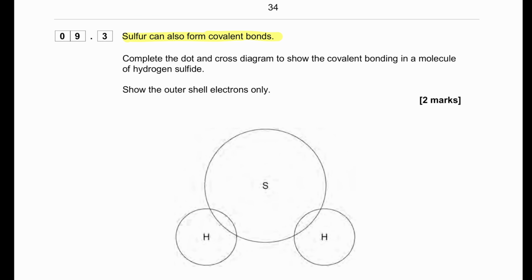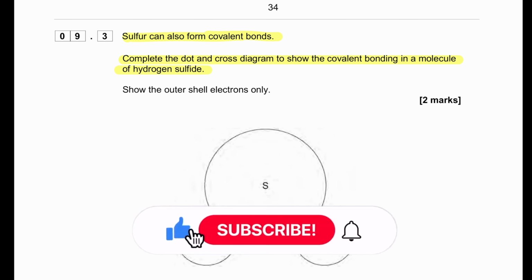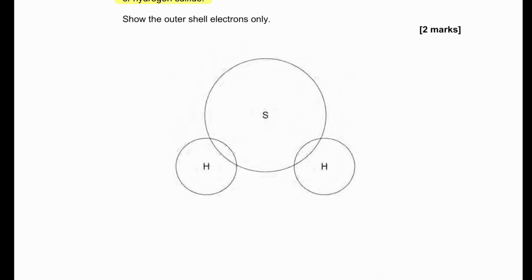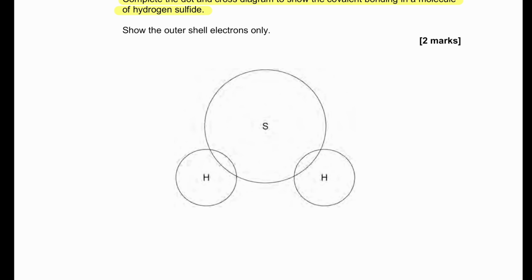Sulfur can also form covalent bonds. Complete the dot and cross diagram to show the covalent bonding in a molecule of hydrogen sulfide. So we can see sulfur has 6 electrons in the outer shell. So for sulfur, we're going to draw 6 crosses, and for the hydrogen, we will draw circles.